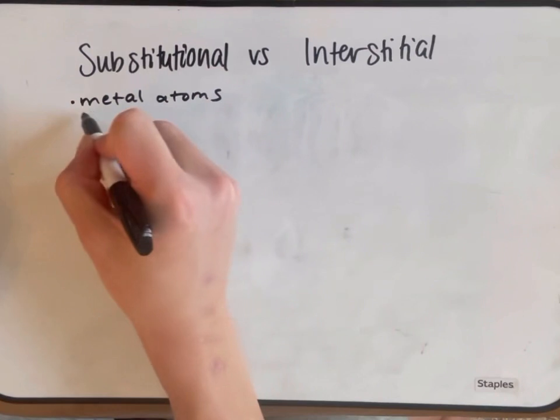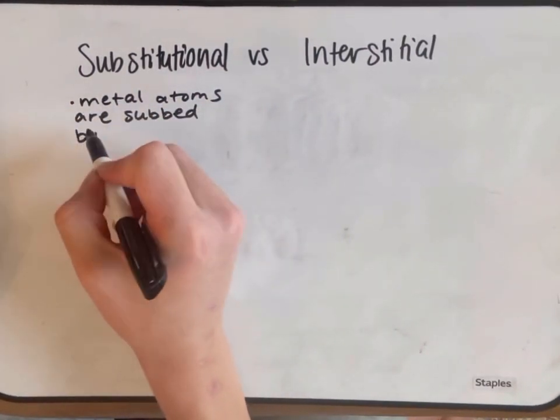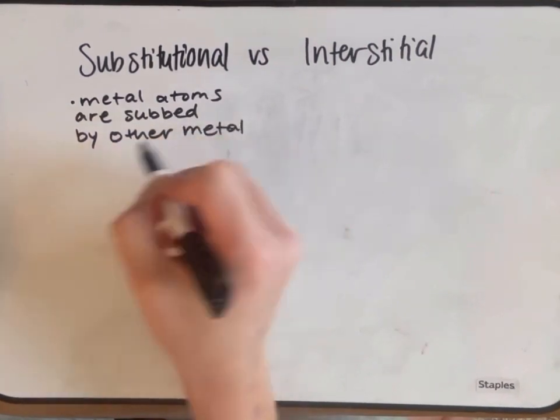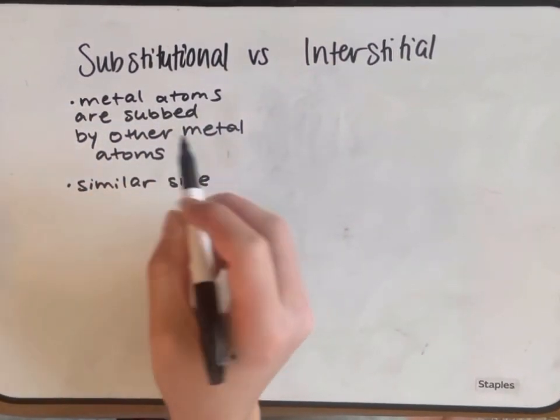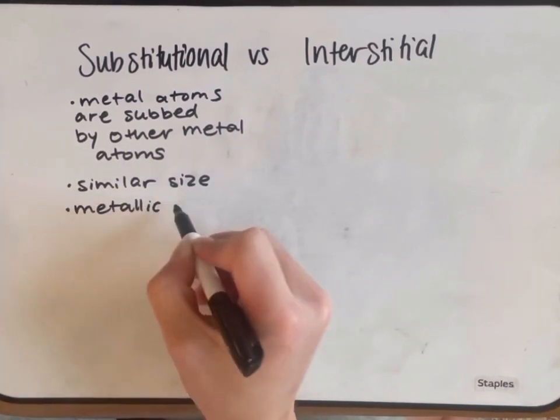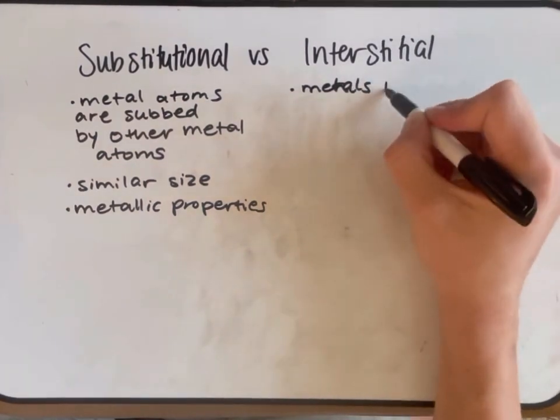So substitutional, as by the name, we see metal atoms are subbed or substituted for other metal atoms. And an important thing to memorize is that they're similar in size. So they're going to show you graphs, but they're similar in size. And they also have metallic properties.